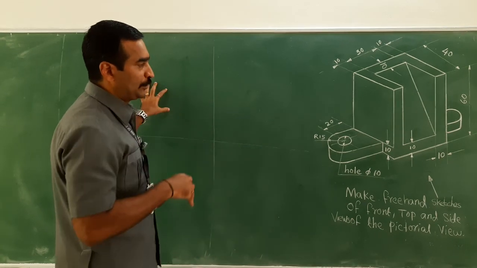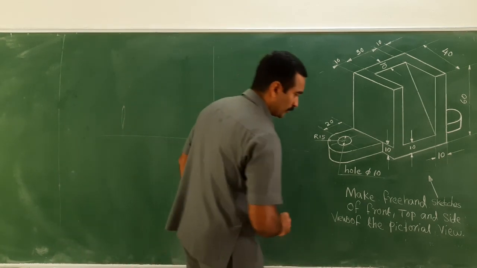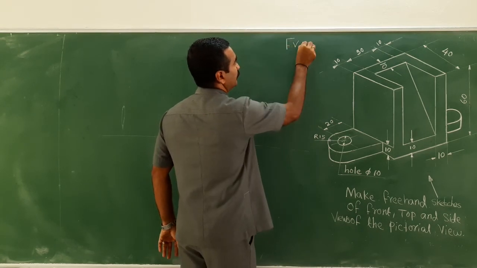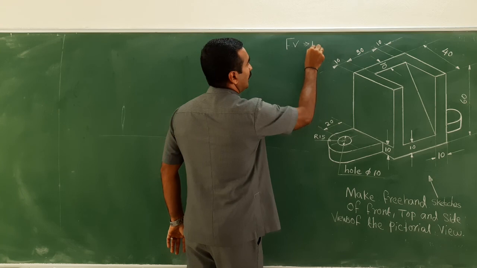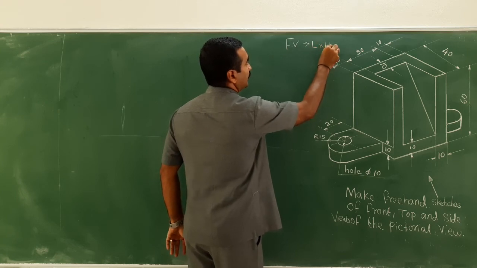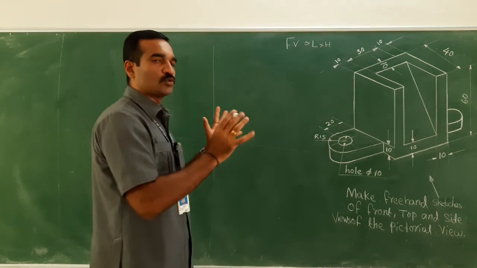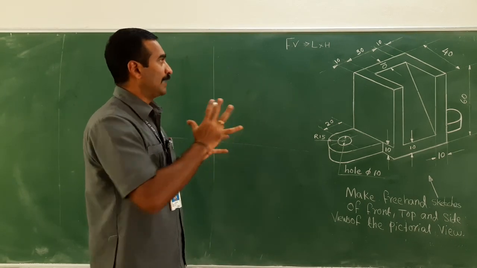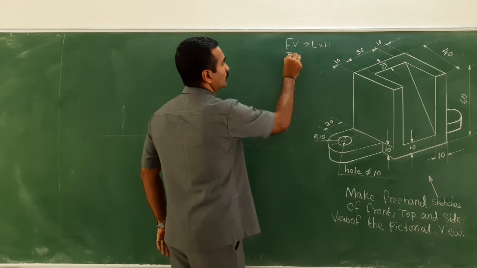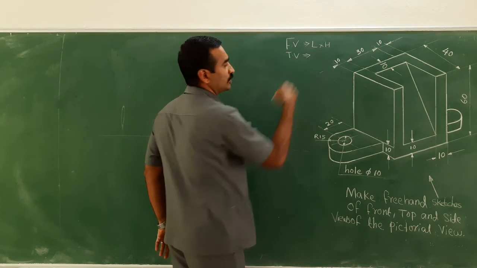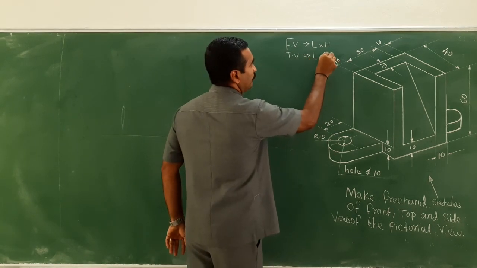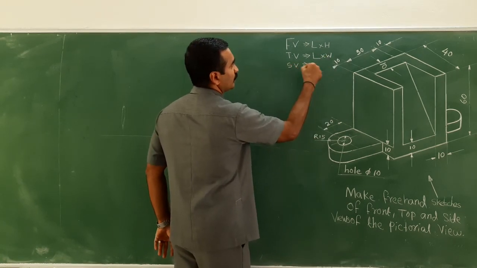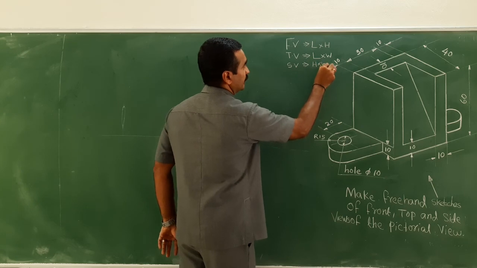I taught you that for constructing the front view, the length and height to construct a box. So within the box only the appearance or the image would capture. And for the top view, length and width. And for the side view, the height and the width.